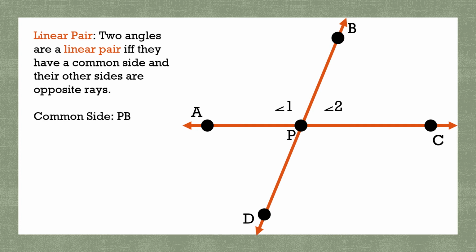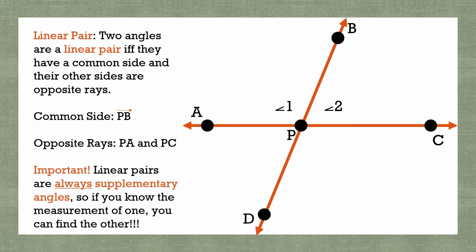Let's just break this down a little bit. Their common side is that ray PB. You might be wondering, what are the opposite rays? Well, their opposite rays are actually along that same line, AC. But the rays that are opposite of one another, remember, are PA and PC.